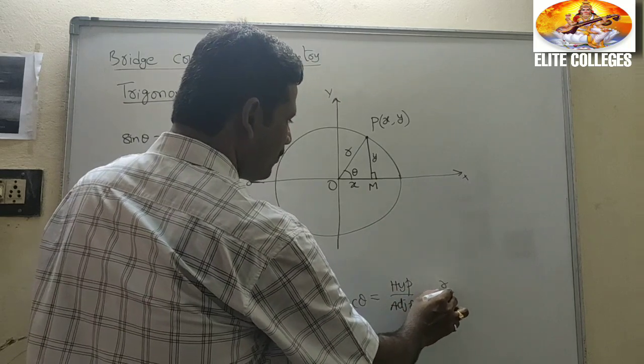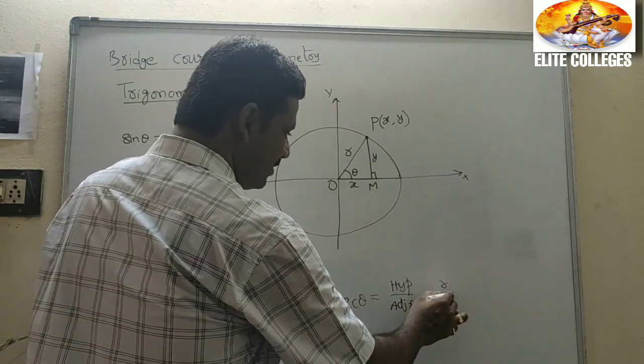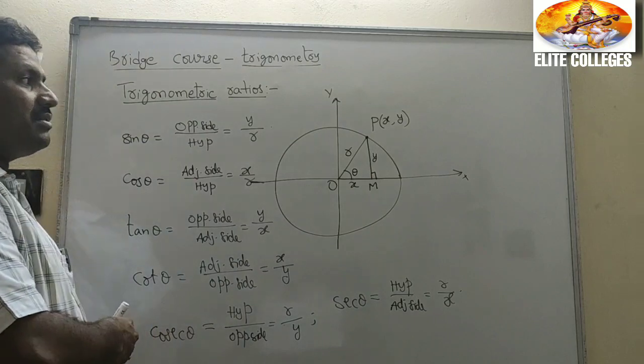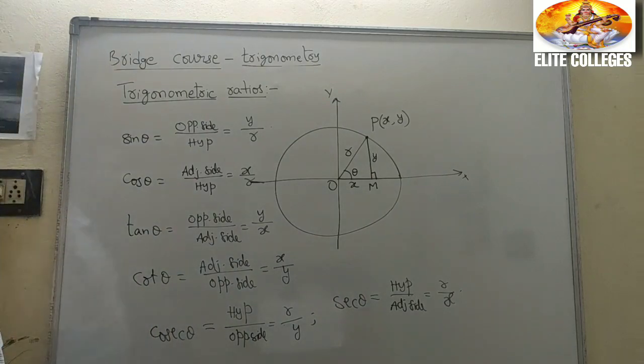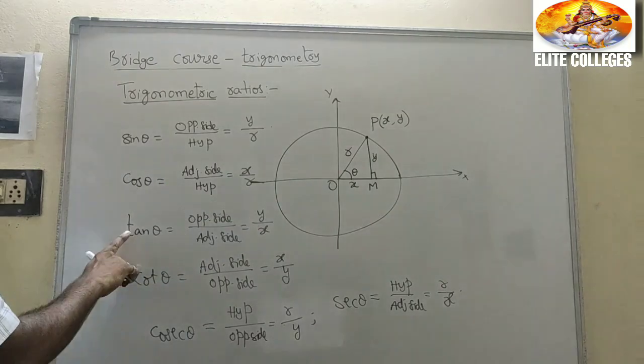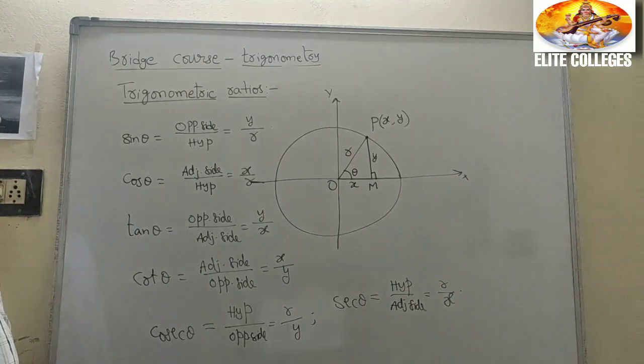Hypotenuse r by adjacent side x. Okay, these are the trigonometric ratios or trigonometric functions. These are the six trigonometric ratios. Can you define the relation between sine and cosecant, cos and secant, tan and cot? Can you observe this one?